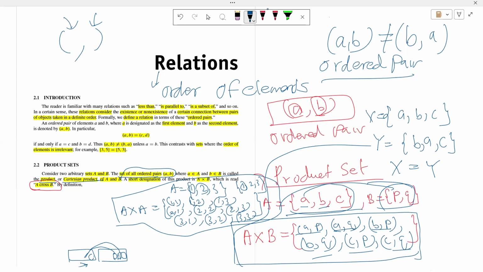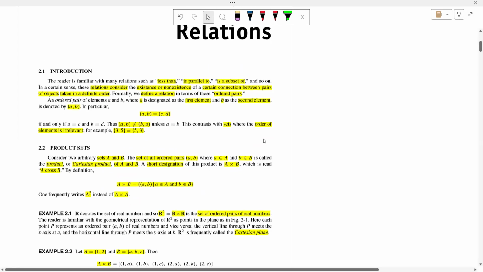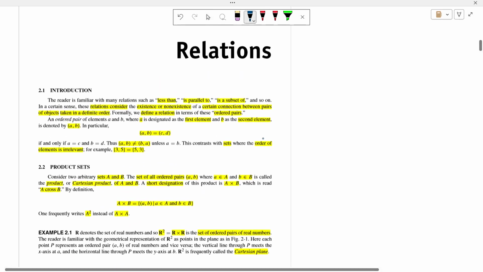Here this is the first element, and here this is the first element. So the order of the elements is mandatory in relations, but not the case in set theory. You need to remember that a relation must always be an ordered pair. If you are writing a relation, definitely it must be an ordered pair.